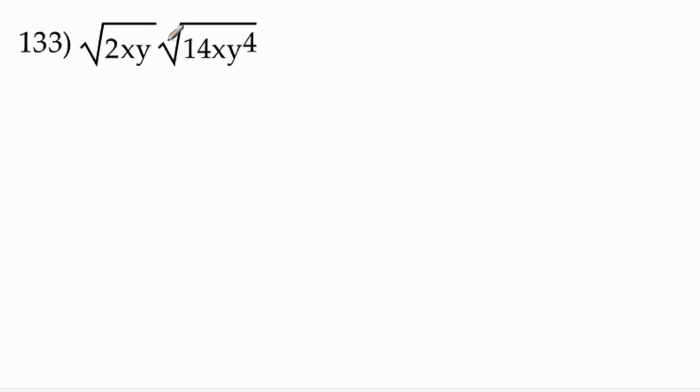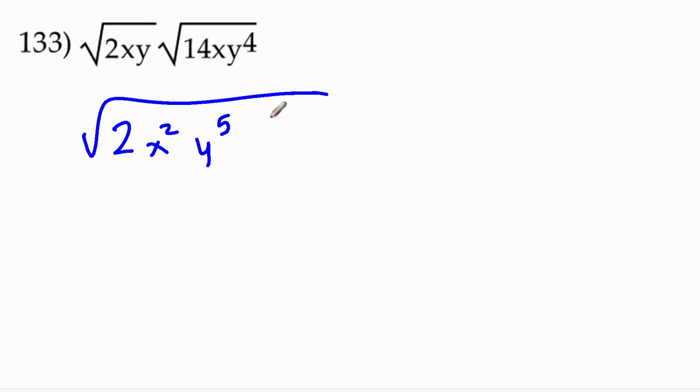So square root, so I can put them all under 1 square root, so I have a 2, and then x and an x, that'd be an x squared. Y and y to the 4th would be y to the 5th. Oh, and I forgot the 14. 14 is 2 times 7. Since the index isn't written, we assume it to be a 2.